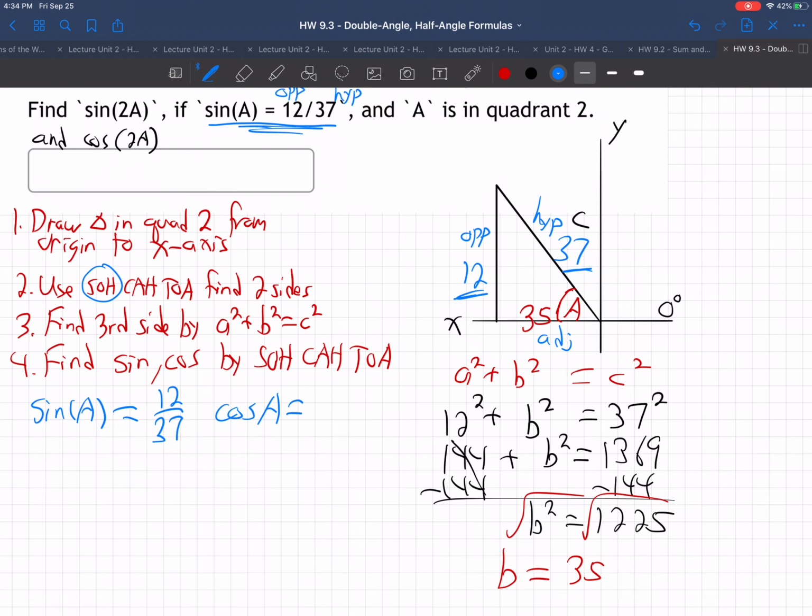Cosine, but what's a cosine? Cosine, remember, is adjacent over hypotenuse. So adjacent, that's 35. That's why we did all that work to find that. Over hypotenuse, 37, right? So we've got the sine of A and the cosine of A from this triangle. Now we're going to use those to find the sine of double A and the cosine of double A. How?